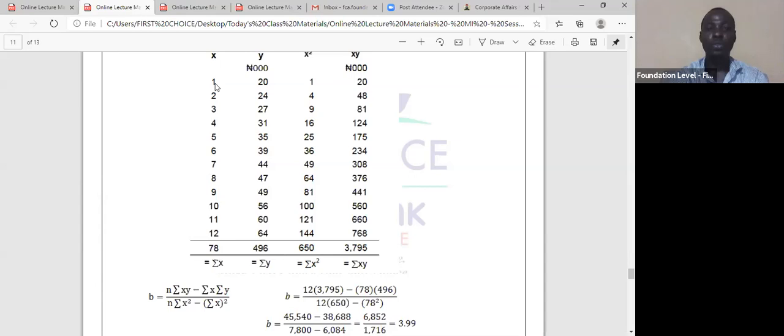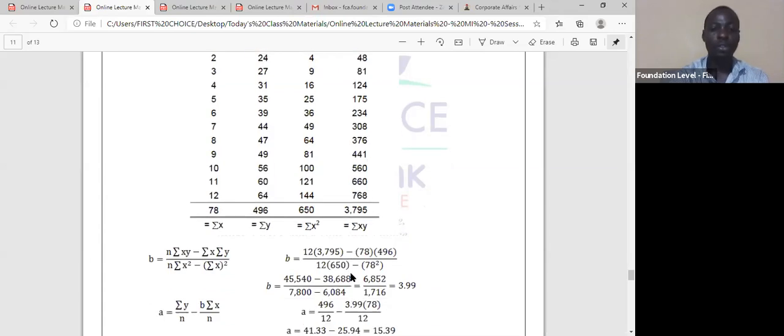Now what is your XY? You say 1 times 20 gives you 20. The next one, 2 times 24 will give you 48. Meanwhile, 2 squared will give you 4. You come here, 3 squared will give you 9. 3 times 27 will give you 81. Like that. When you've finished with that, you find the total, because this sigma here means sum, total. So sigma X is 78. When you add all the quarters together, they give you 78. Sigma Y is the sum of everything here from 20 down to 64. Then sigma X squared is the sum of all the X squares, and sigma XY is the sum of all the XYs.